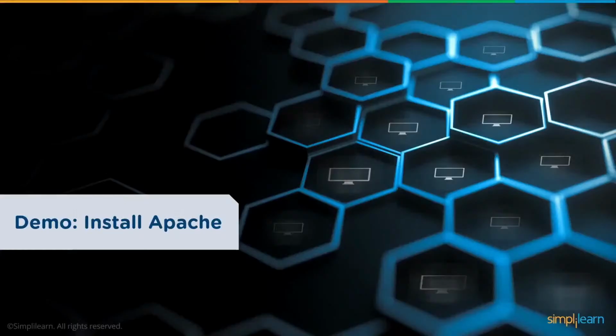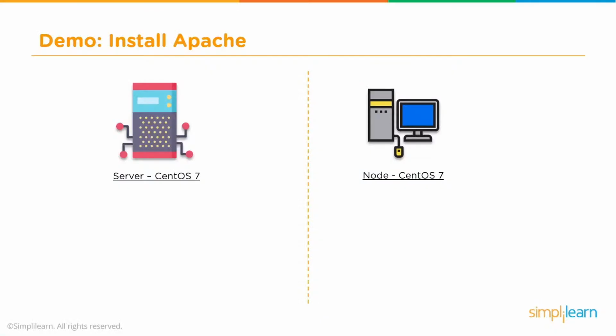So today I'll be showing you how you can use Puppet to install Apache on one of your client machines. So we'll be using two machines here. We'll have a server and we'll have a node machine. The server is essentially your master. The node is your client. I'm just using the terms server and node instead because I want to keep it very close to how they are used in the commands.